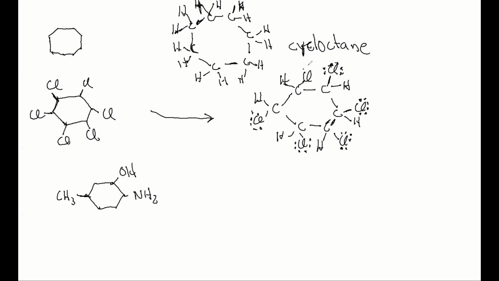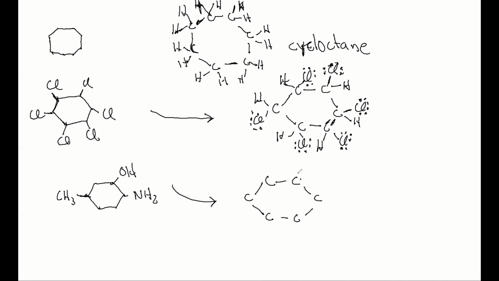Okay, and then 1, 2, 3, 4, 5, 6. So there's the Lewis structure of this compound here, and then this is also a cyclohexane type of molecule. So we're going to draw it like that.